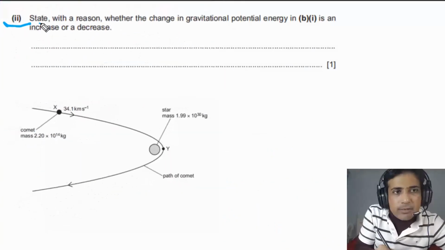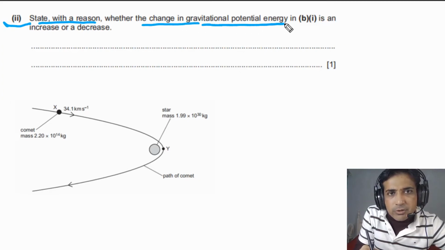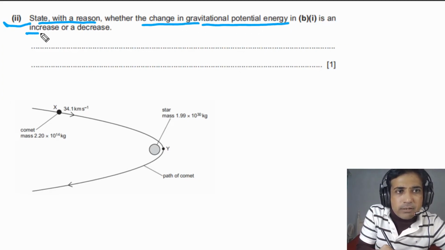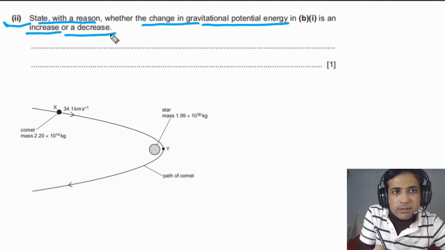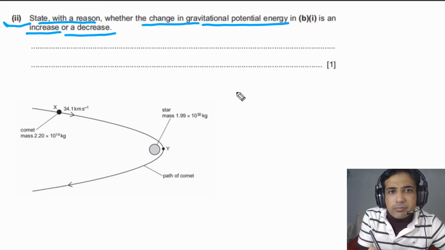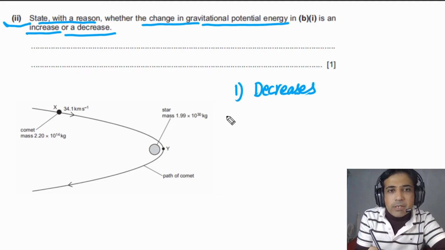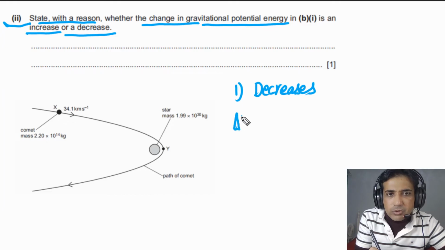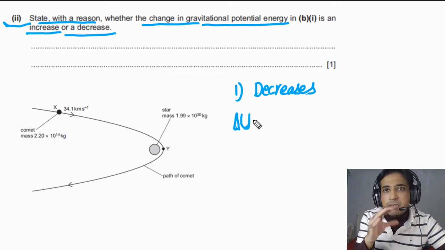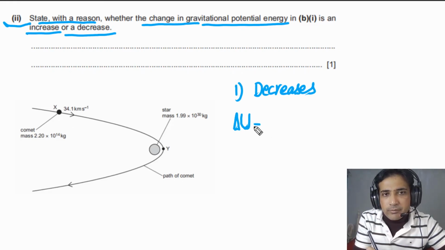For the second part, we need to state with a reason whether the change in gravitational potential energy in B1 is an increase or a decrease. We have already discussed in part 1 that energy decreases. So we can simply state that gravitational potential energy decreases. Now we need to explain a reason. In order to explain a reason, we need to understand change in gravitational potential energy and how this is linked with work done by the gravitational force.